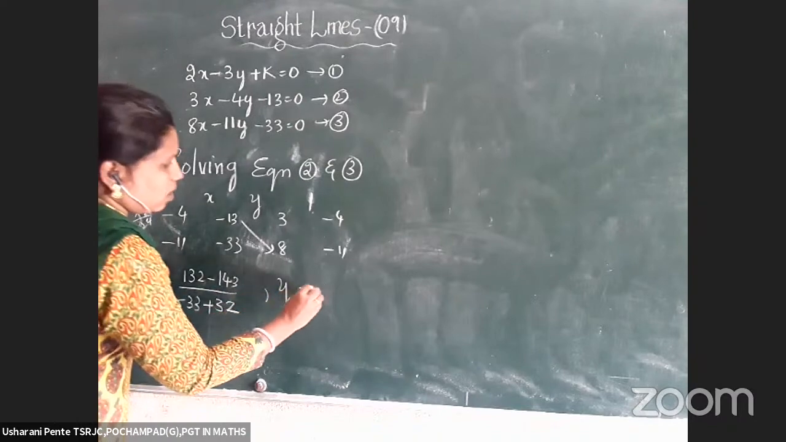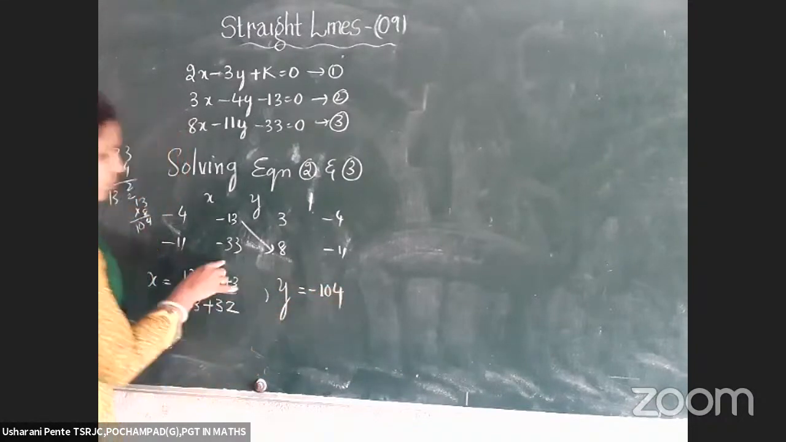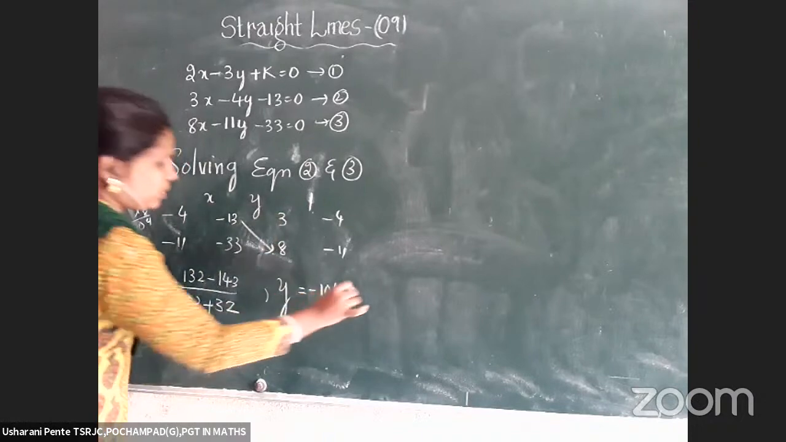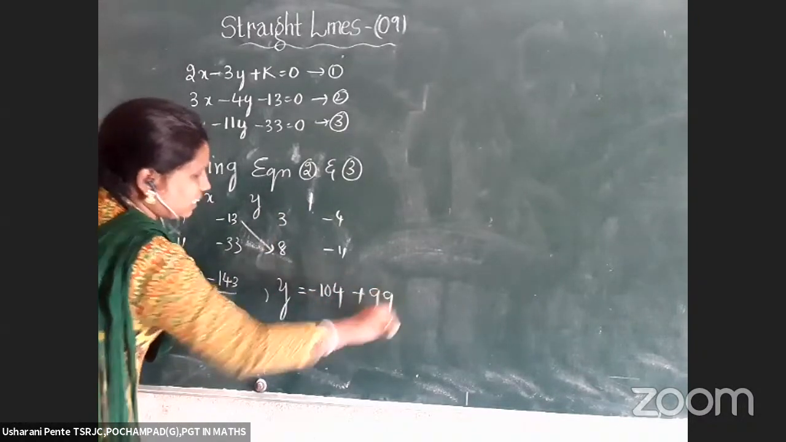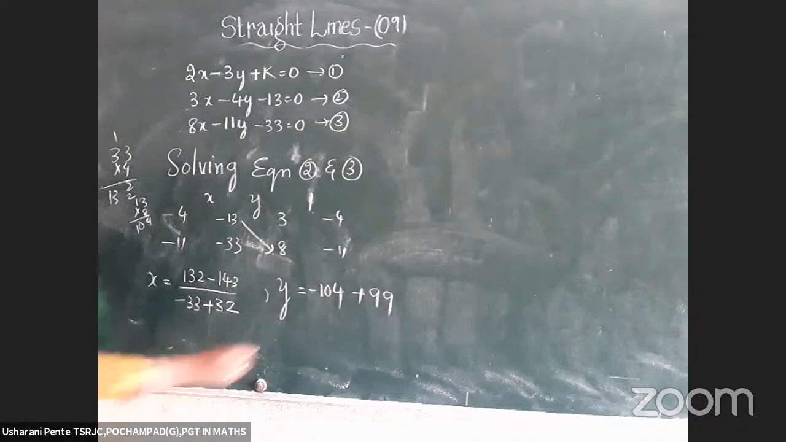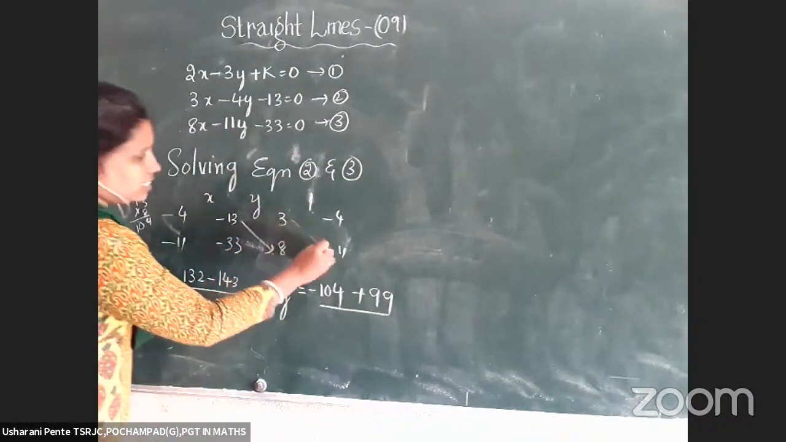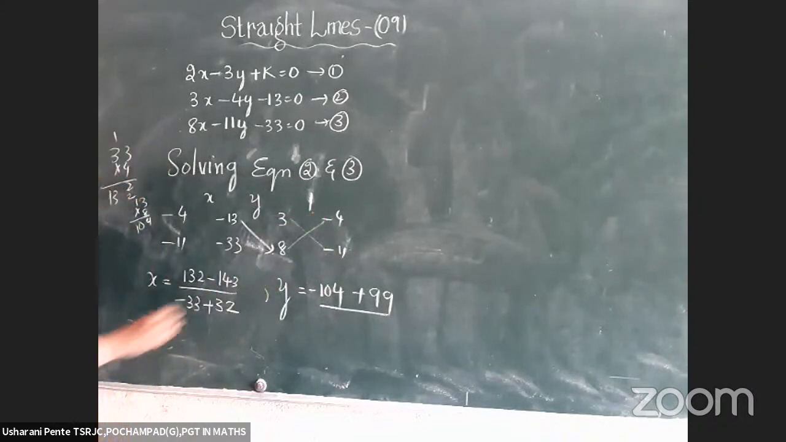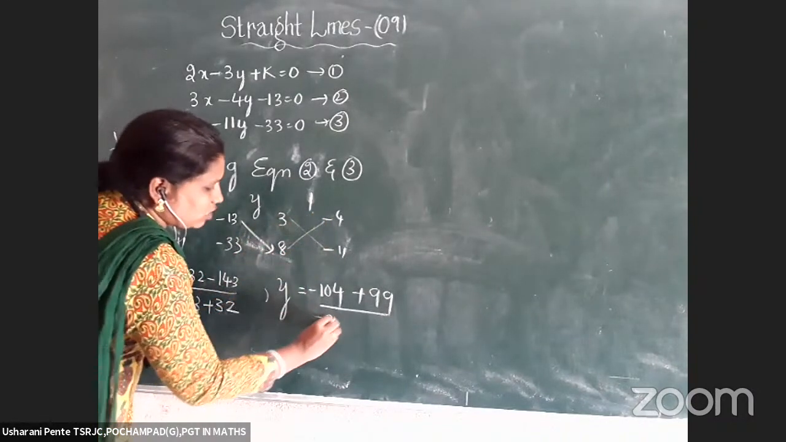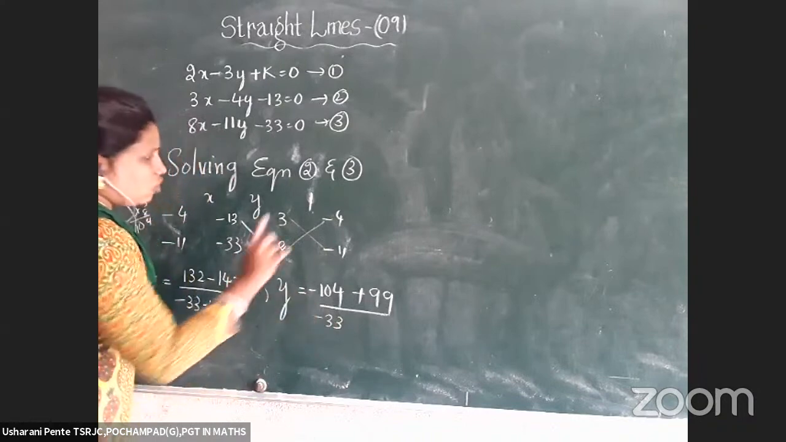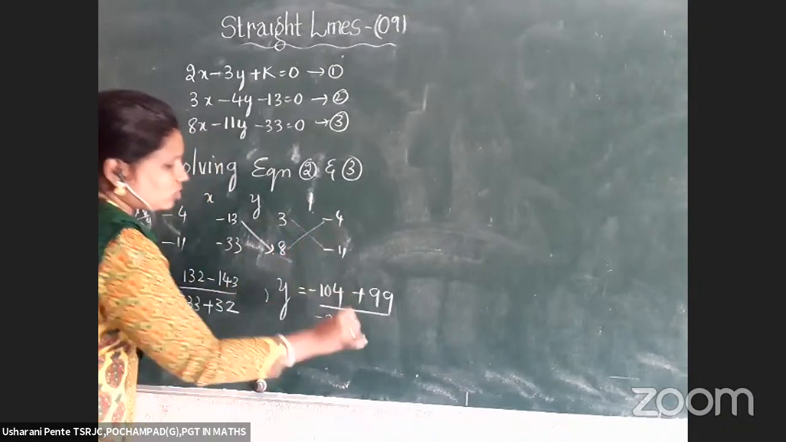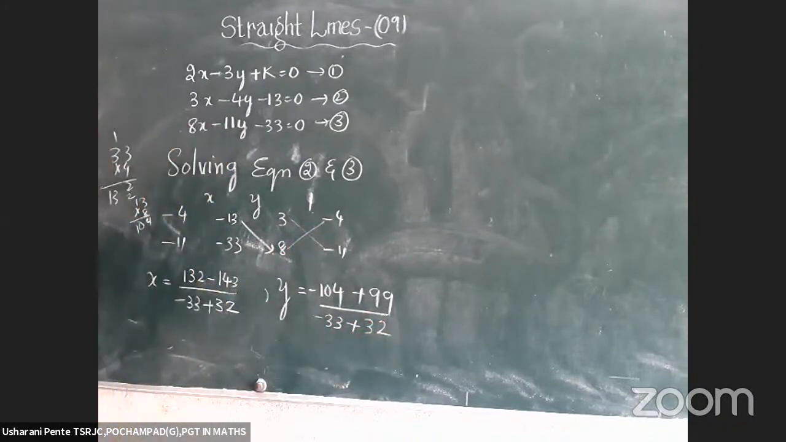That is minus 104, and minus of minus will become plus. The 33 is how much? 99, by what? We will get the same thing, that is this minus that. That is 3 times minus 11, which is minus 33. Minus of minus will become plus. 8 fours are 32.